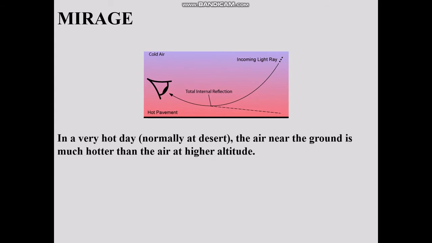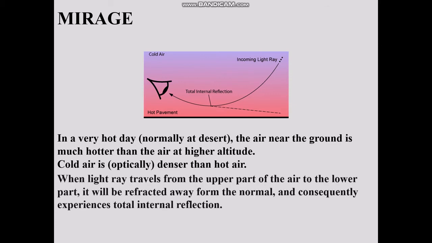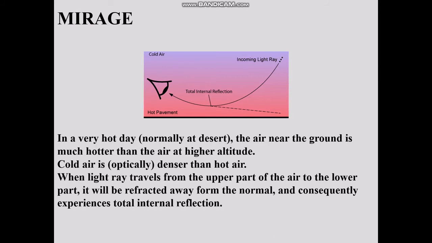On a very hot day, normally at desert, the air near the ground is much hotter than the air at higher altitude. Cold air is optically denser than hot air. When a light ray travels from the upper part of the air to the lower part, it will be refracted away from the normal and consequently experiences total internal reflection.